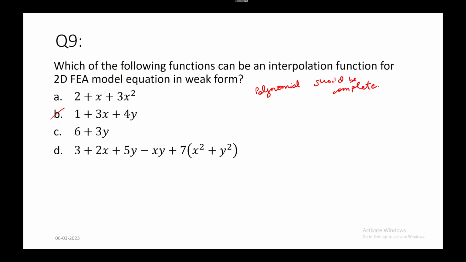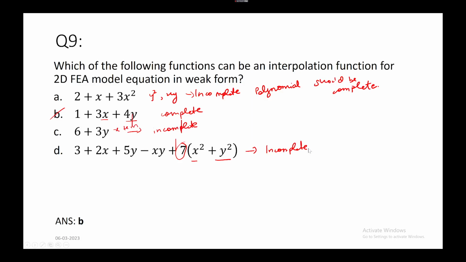Okay. So if you check, yes, you are right, answer is B. If you see here, there is no y square or xy term, so this is incomplete. Here both x and y are there, so it's complete. Here x term is missing, so it is incomplete. But here x square and y square have the same coefficient, so they should have actually different coefficients. So again this is incomplete. Because of this, answer is B. So B is eligible for being an interpolation function.